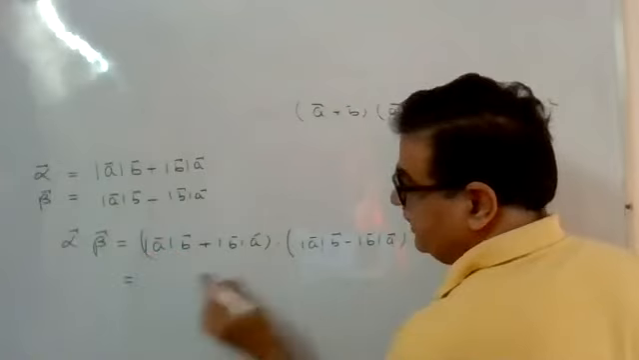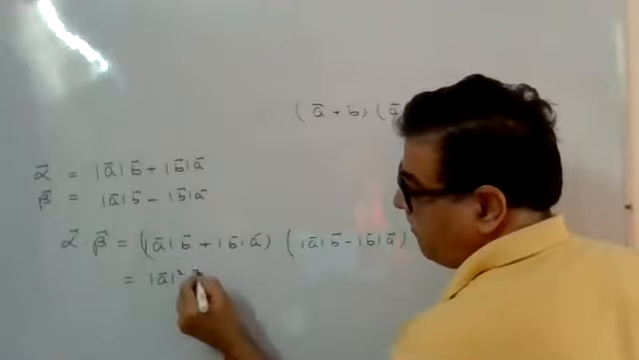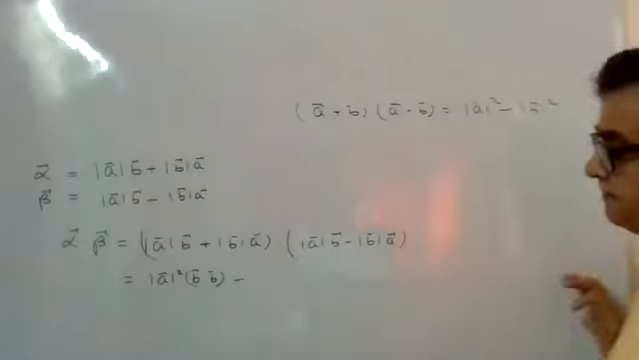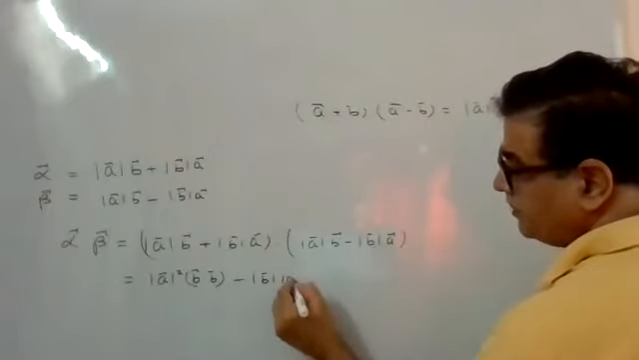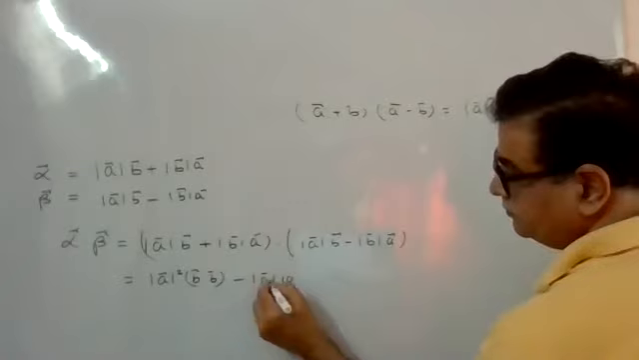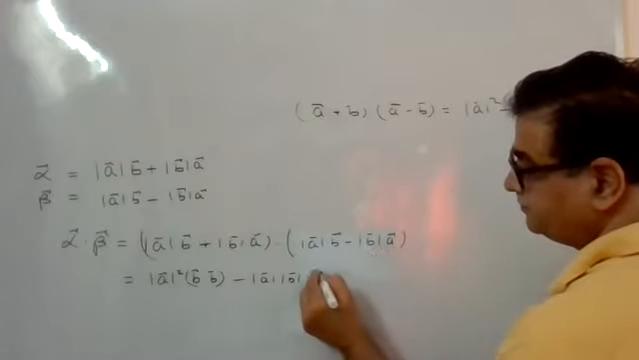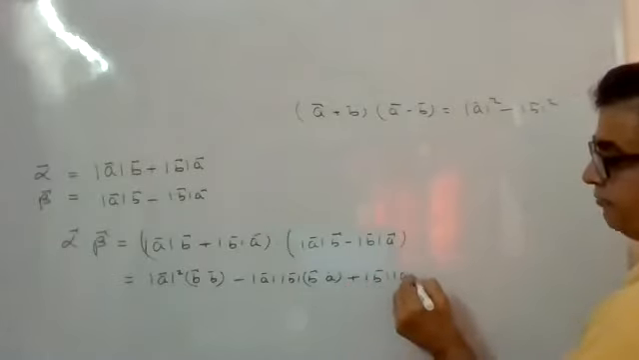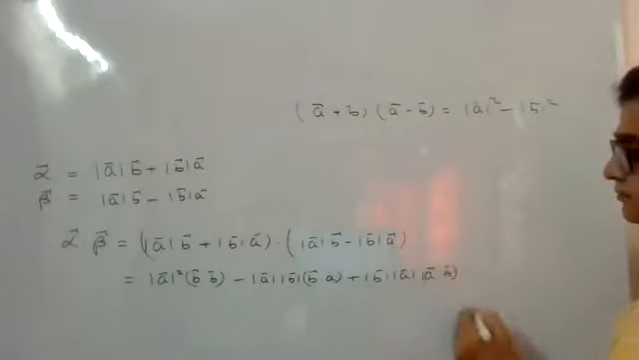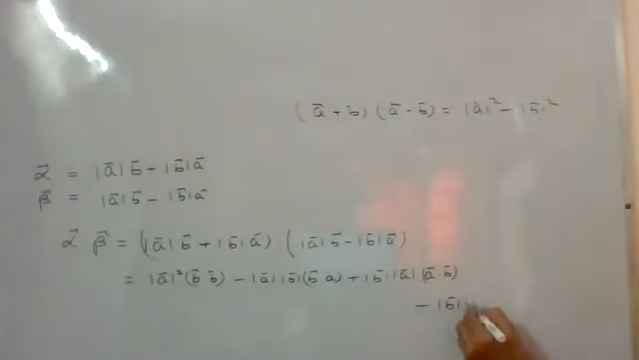Here this is a scalar and this is a scalar, so this becomes magnitude of A square. And B dot B comes, minus this and this, magnitude A magnitude B, and this is B dot A. Then these two will come, magnitude B magnitude A dot B, and last will come this and this, so it will come minus magnitude B magnitude A dot B.